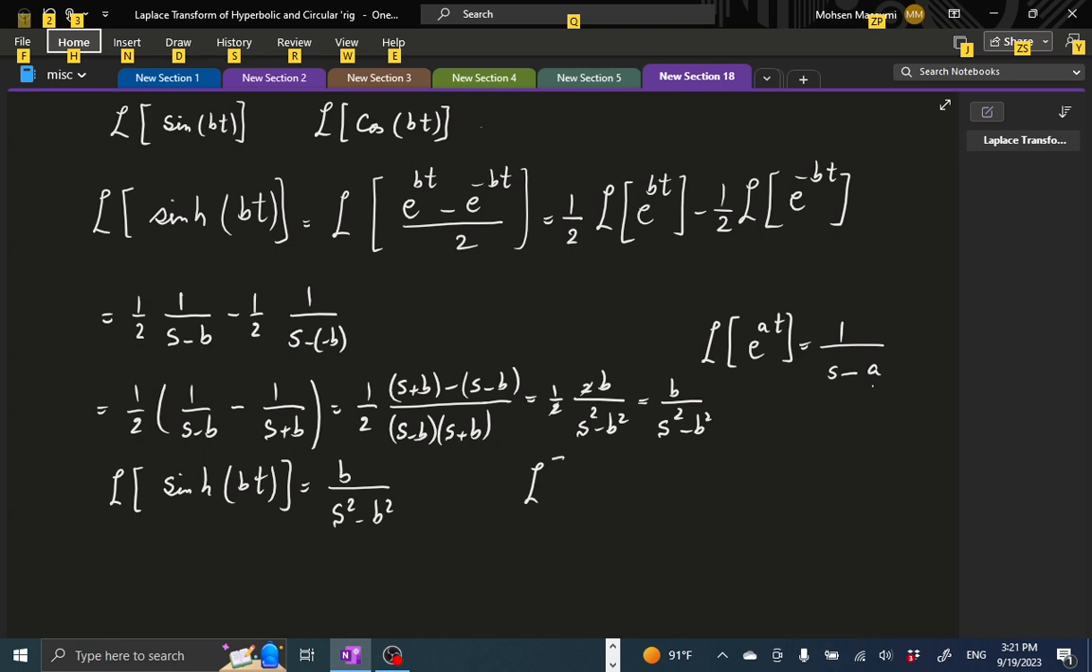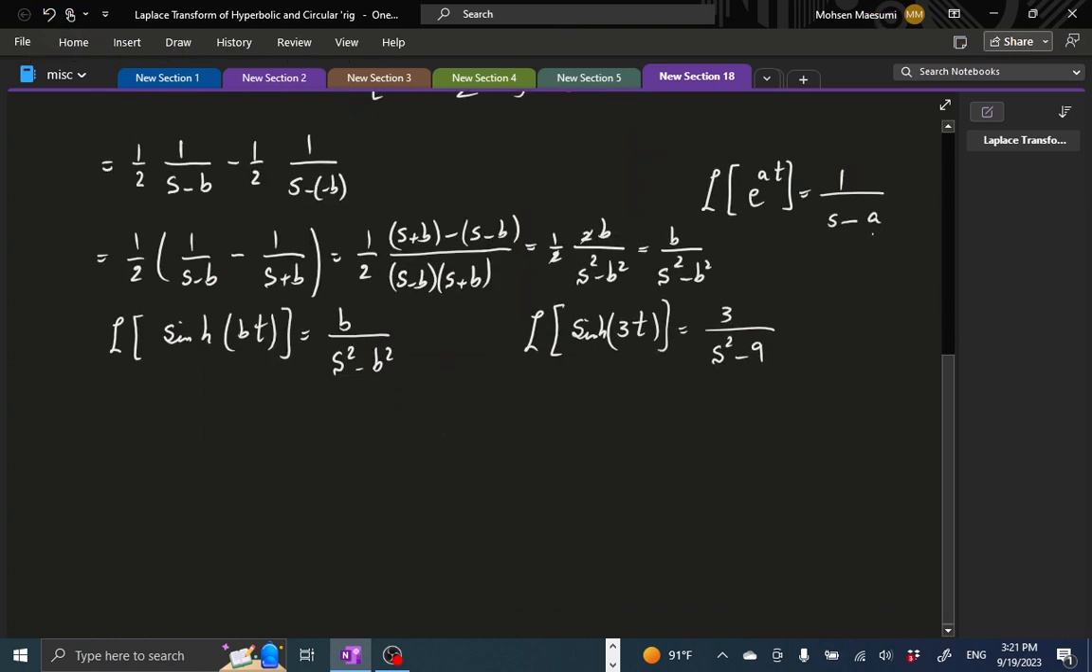Let's write an example. The Laplace transform of sine hyperbolic of, say, 3t. That's simply 3 over s squared minus 3 squared, which is 9. While we are doing these, we might as well practice the inverse as well. What's the inverse Laplace transform of 3 over s squared minus 9? Of course, if that's your output, that must be your input: sine hyperbolic of 3t.